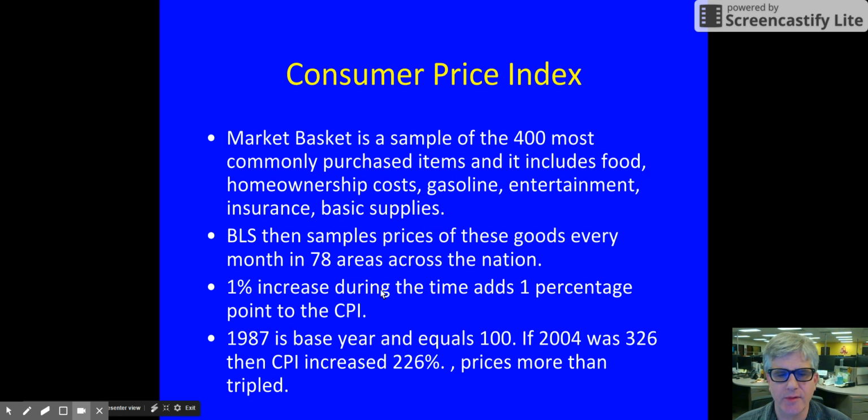A 1% increase during the time adds 1 percentage point to the CPI. Say, for example, 1987 is the base year and equals 100. If 2004 was 326, then CPI increased 226%. Prices more than tripled, going from 100 to 326.